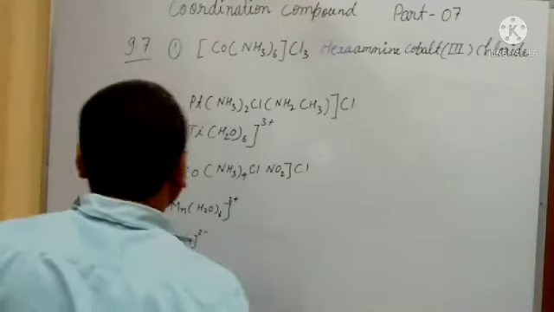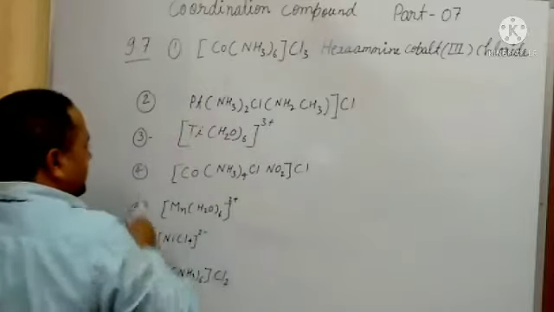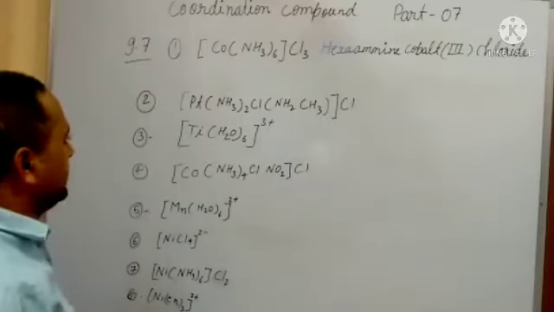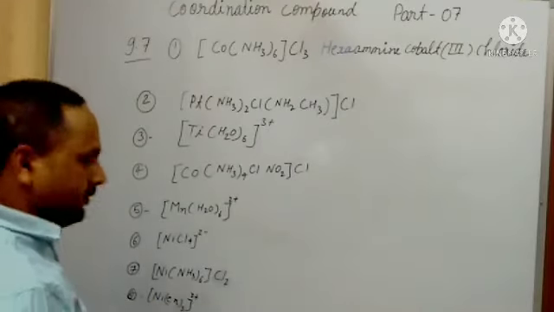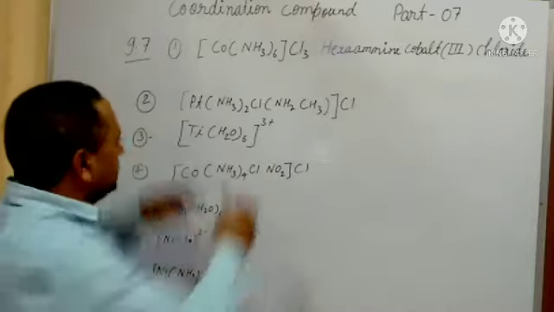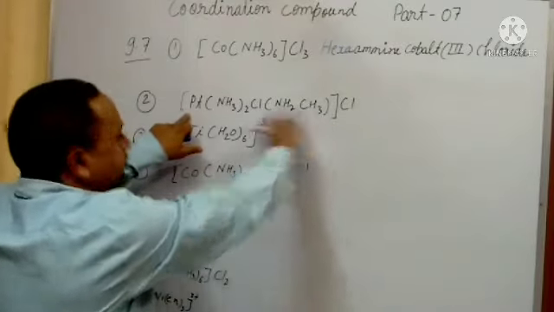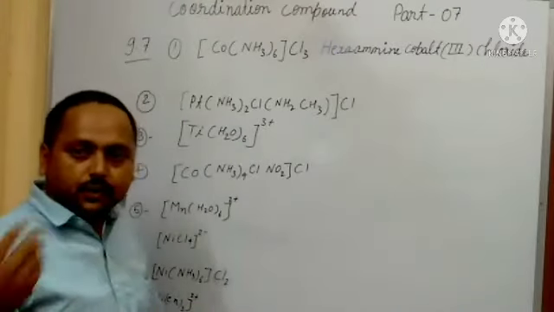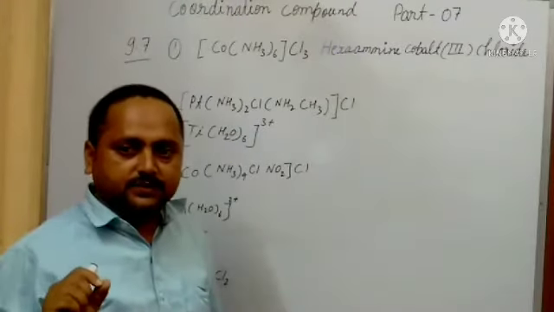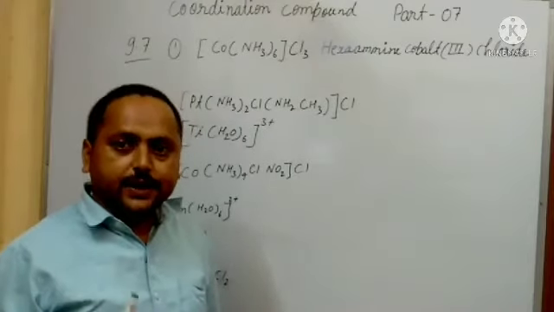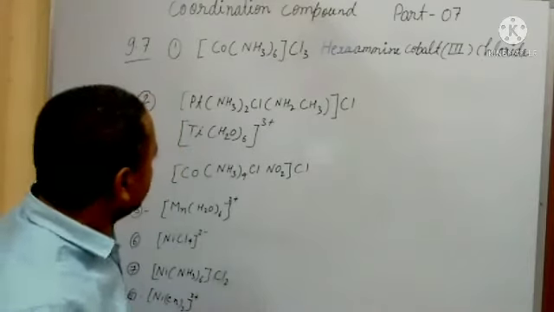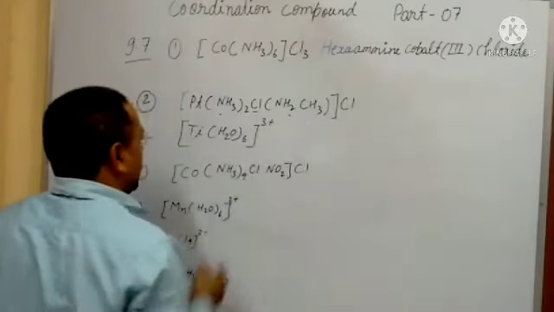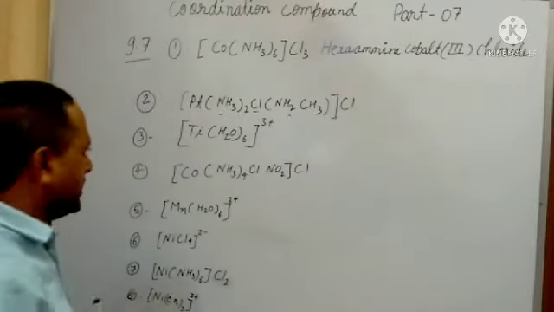Here, the positive portion is this. So in this we will write the name of this portion first because this is the positive portion. There are many ligands here, so we will follow alphabetical order. According to that we will write the name. So how many ligands? 1, 2 and 3. 3 ligands are there.